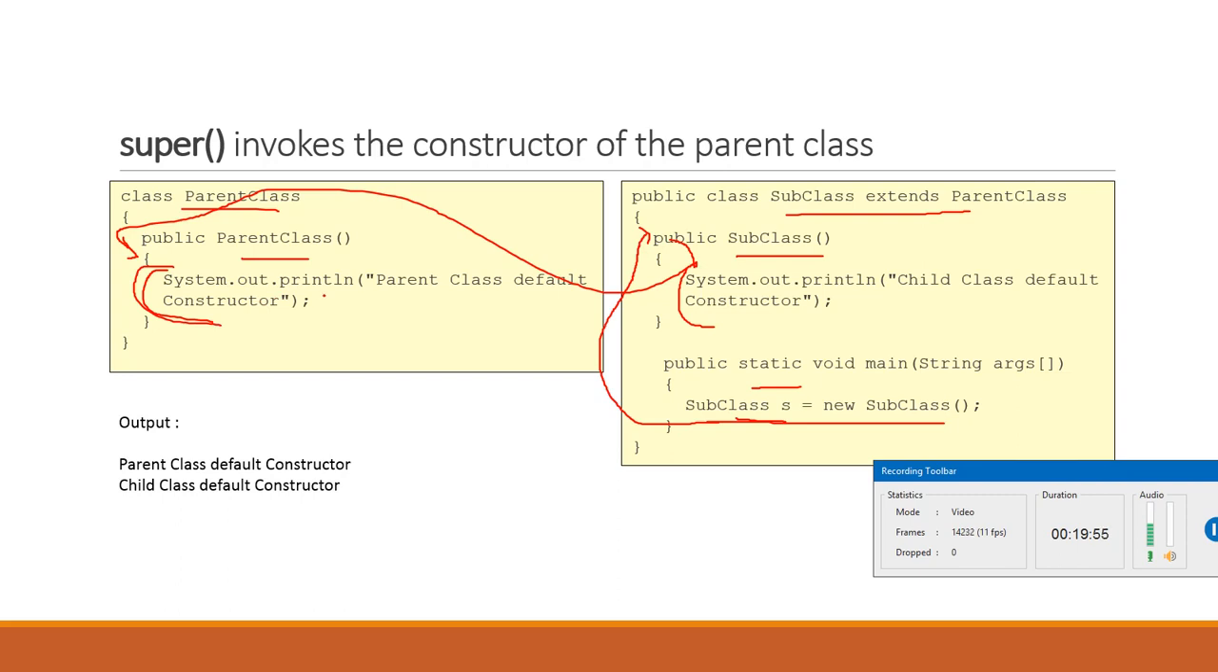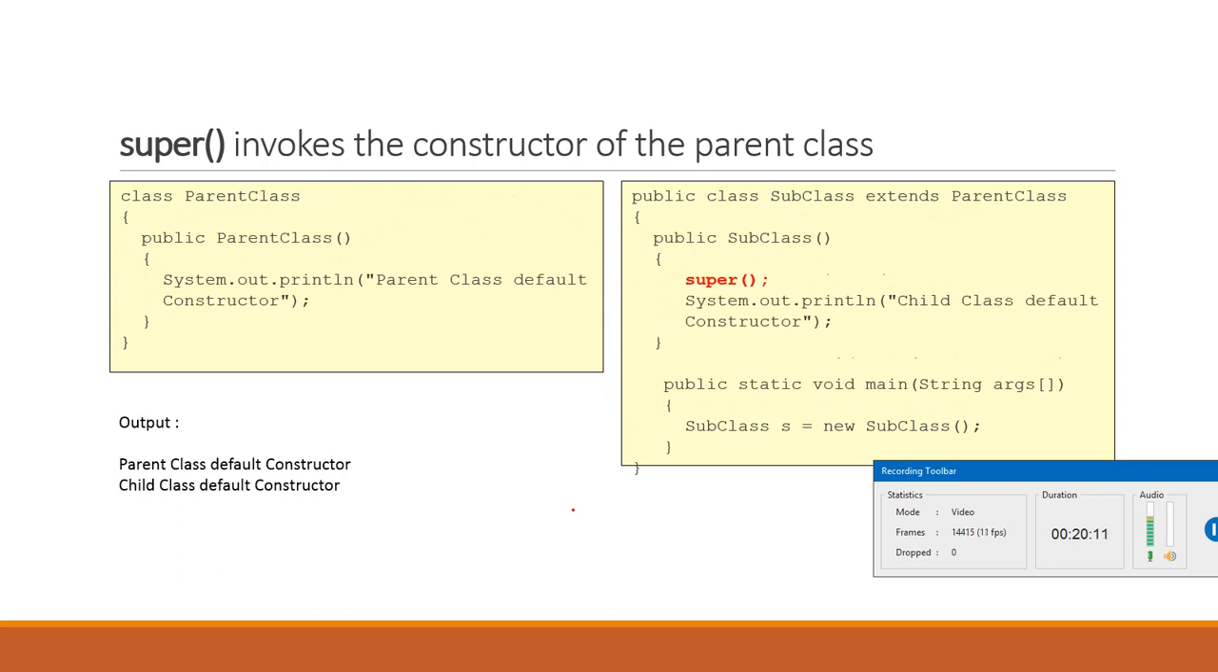After printing this line, parent class default constructor, the control will come to this line, system.out.println child class default constructor, and then it will exit. So this is how the program will execute. Going on to the next.